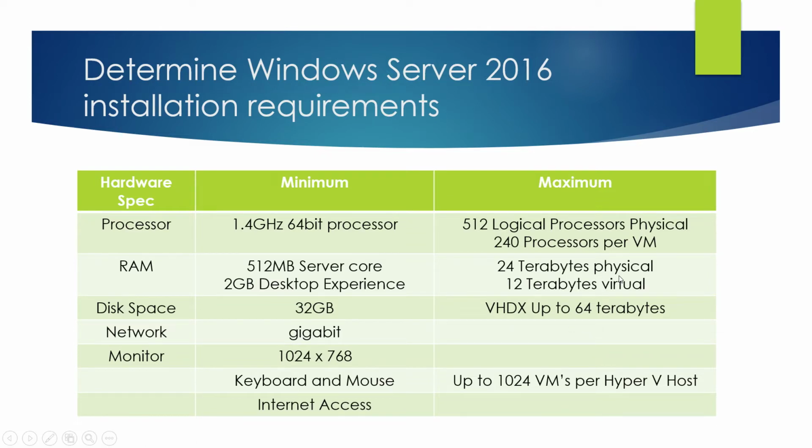24 terabytes of physical RAM, or 12 terabytes in a virtual machine. So that's the physical, that's the virtual. VHDX is up to 64 terabytes and up to 1024 VMs per Hyper-V host.